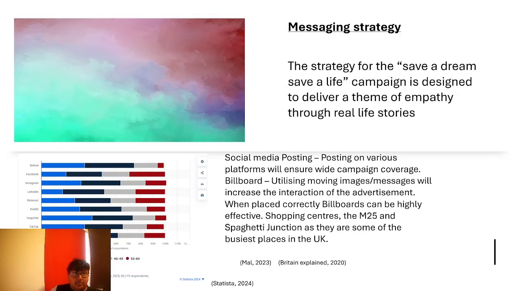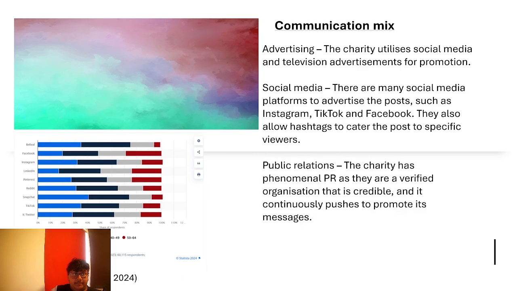Communications that will be created will be presented in various ways. The ways I have chosen are social media posts and billboards that can be seen by large populations of people, locations such as shopping mall centers, and busy intersections.